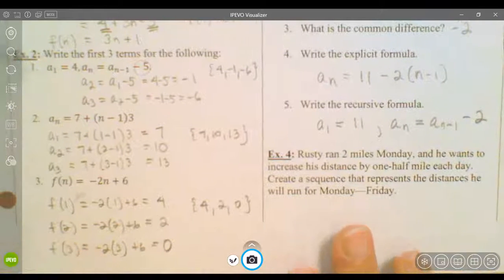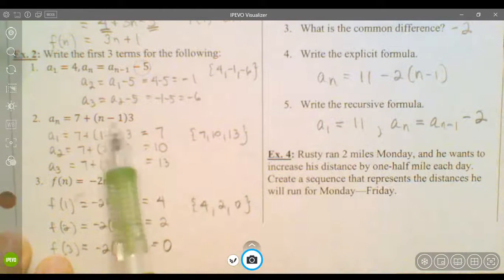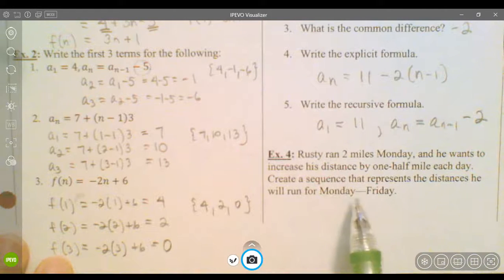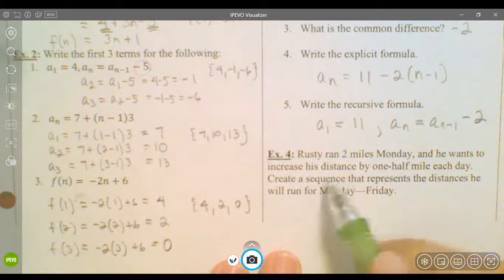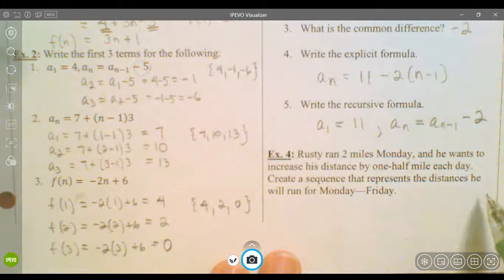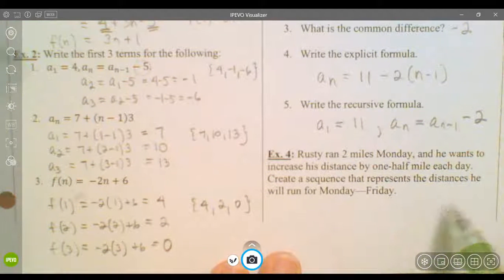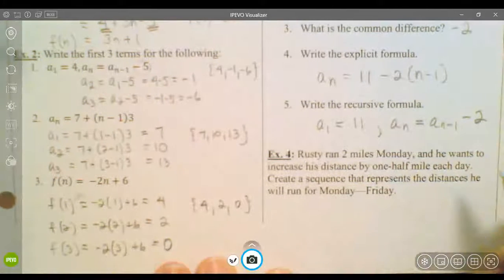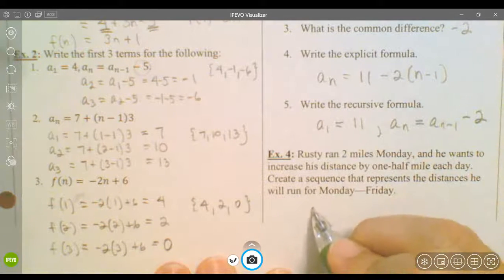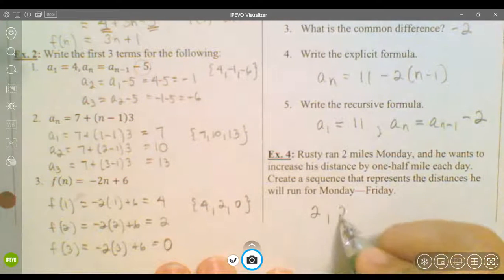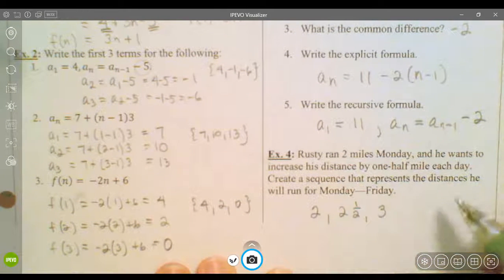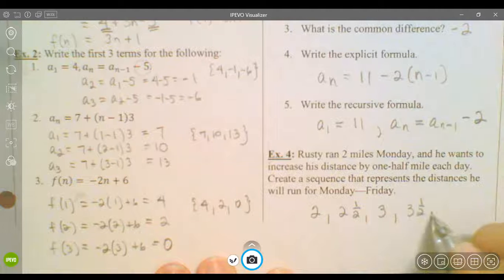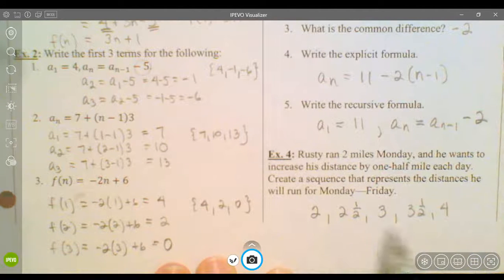So we've looked at functions as a list of numbers, as a formula, as a figure, and now as a verbal expression or a verbal description. Rusty ran 2 miles on Monday, and he wants to increase his distance by 1/2 mile each day. Create a sequence that represents the distances he will run for Monday through Friday. Okay, so for Monday, he will run 2 miles. What happens on Tuesday? He increases by 1/2 mile. On Wednesday, 2.5 plus 1/2 is 3. Add 1/2, add 1/2. Is that Monday, Tuesday, Wednesday, Thursday, Friday?